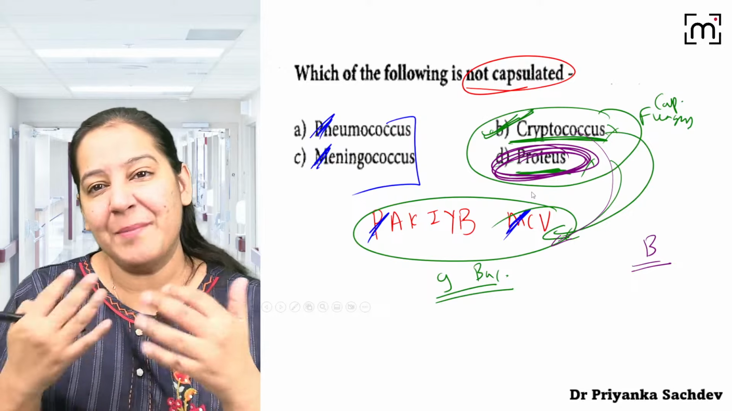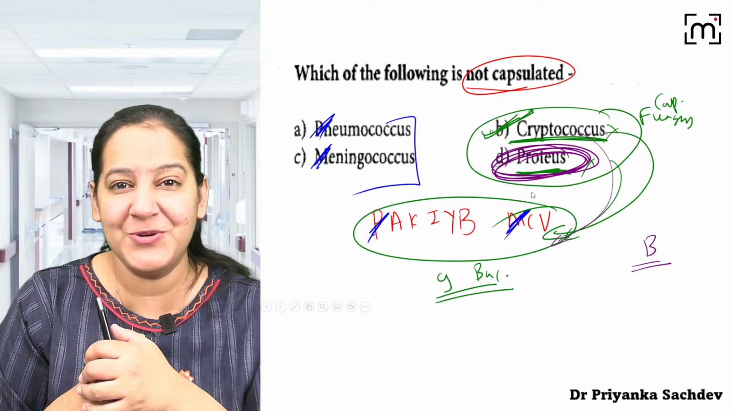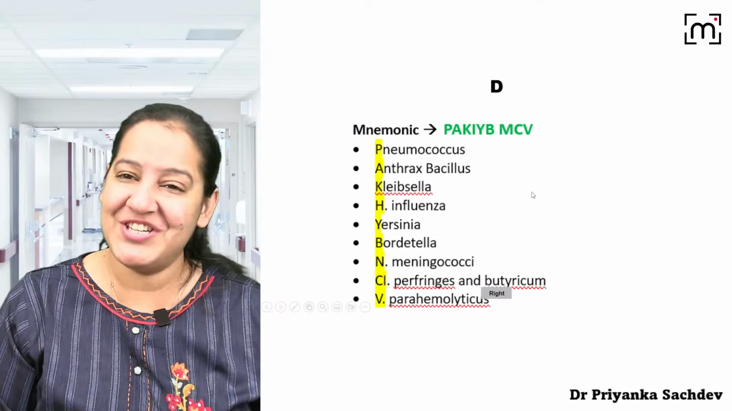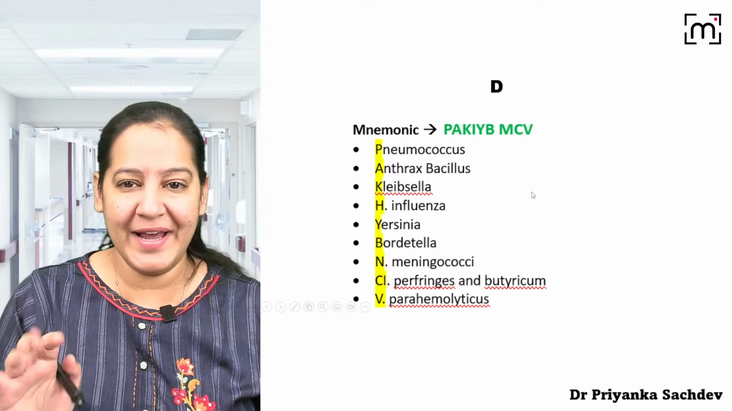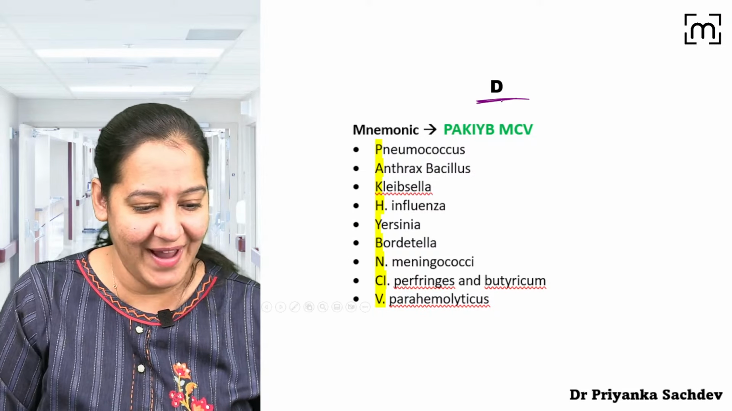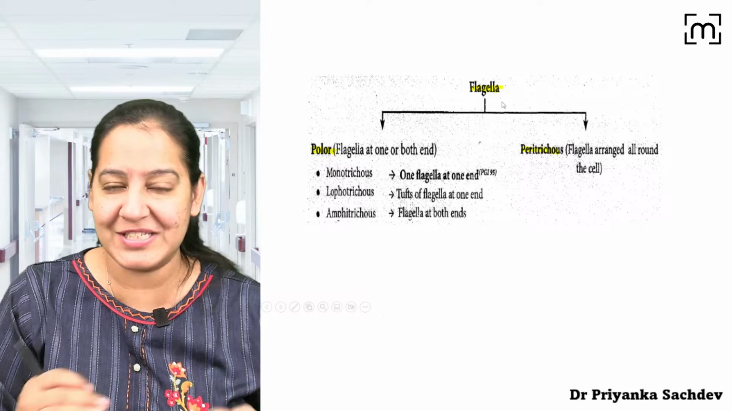Come on. So the examiner will try to confuse you, but you don't have to fall into the trap. We shall go ahead. So this is the mnemonic. The correct answer here is Proteus, D. Okay. Moving to the next mnemonic.